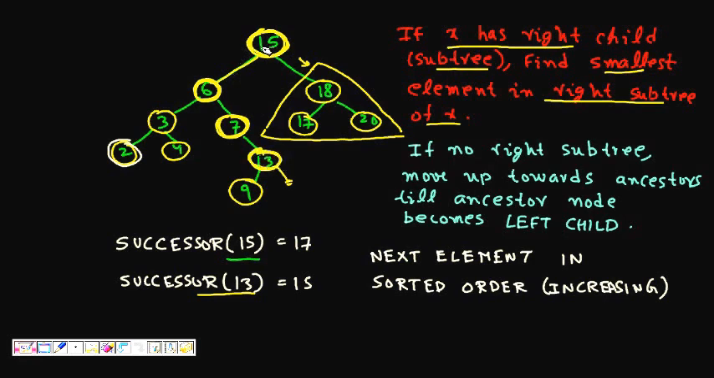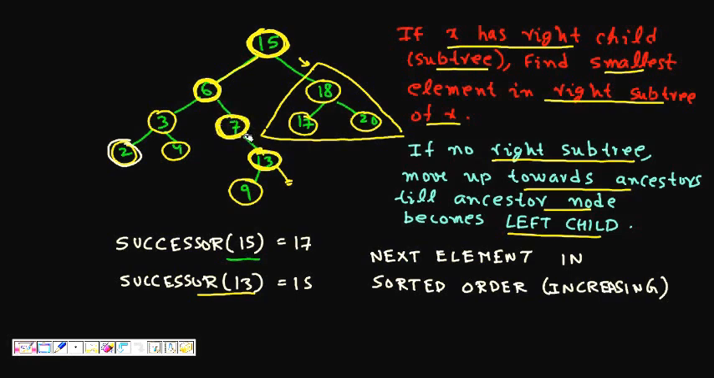So if there is no right subtree, move up towards the ancestors till the ancestor node becomes the left child. So at 13 I went to 7, and 7 is still the right child. 13 is the right child of 7.